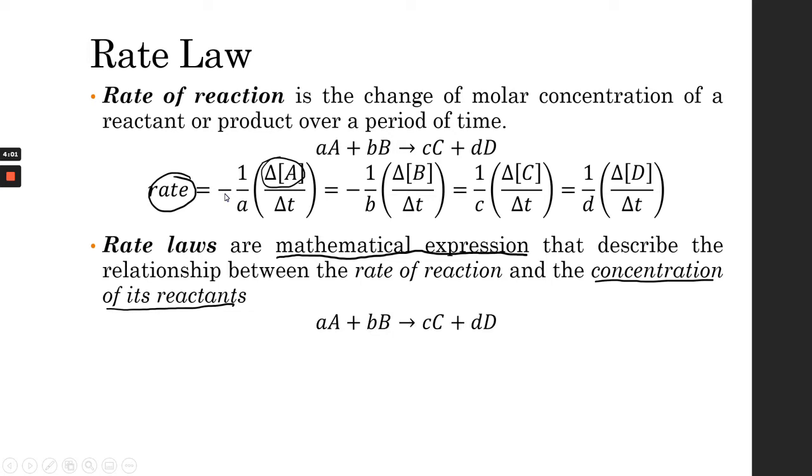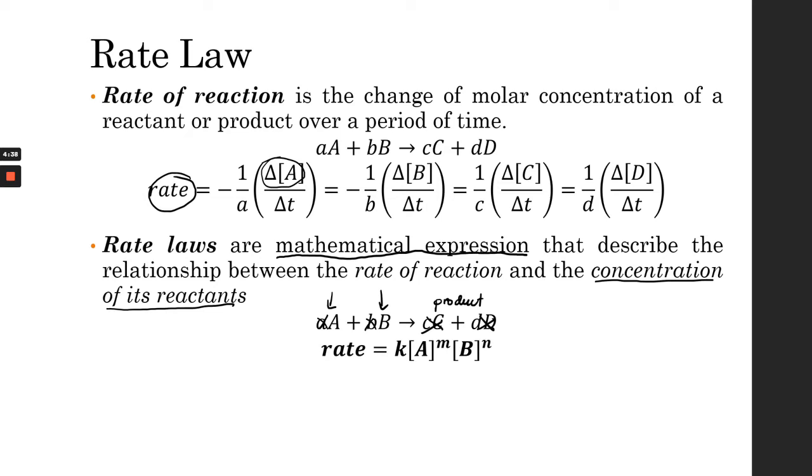So if we go back here, we have A plus B as your reactants and C plus D as your products. In this case, when we write the rate law, we do not even have to look at C and D. Since these are the products, we're only focusing on the reactants. We're not even looking at the coefficients here. We are only looking at A and B.